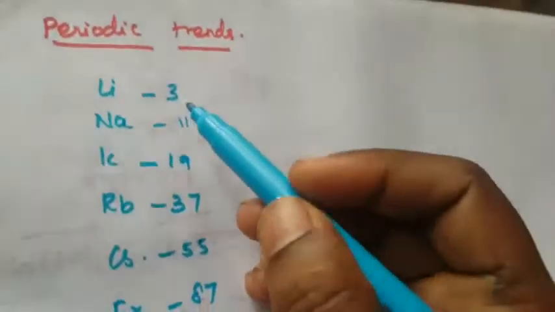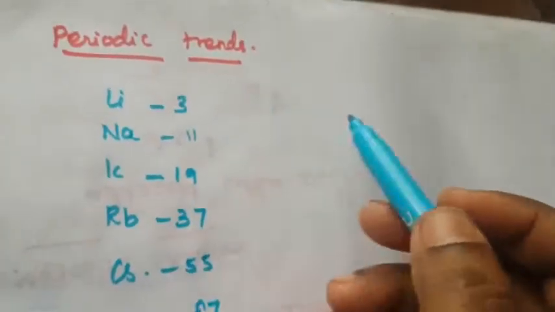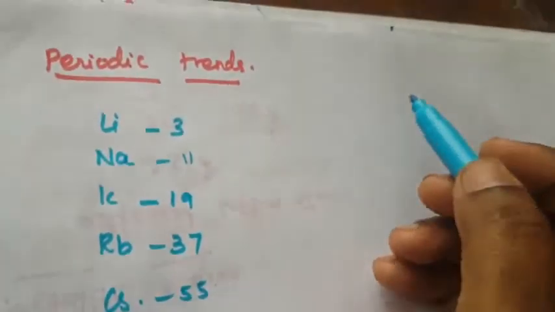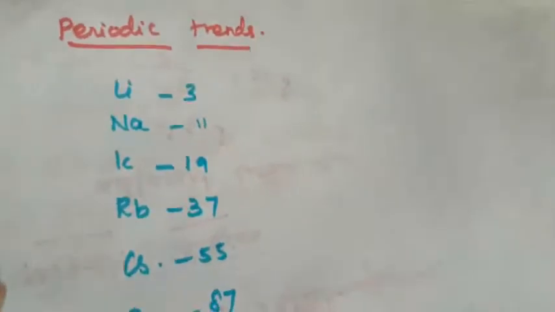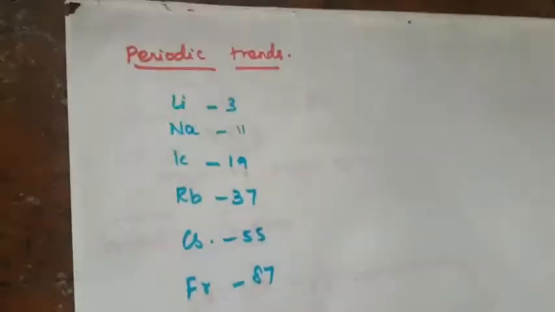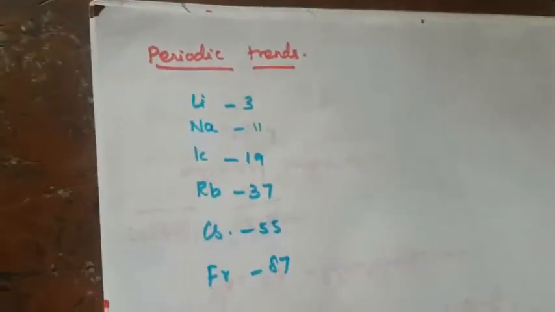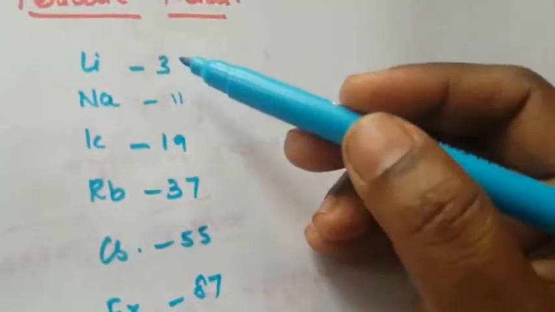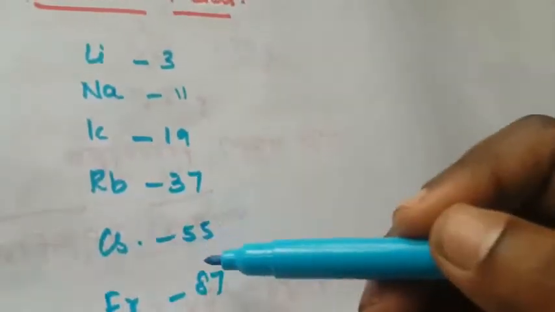So what is meant by periodic trends? How properties vary in the group and the period. Periodic trends mean how a property varies down the group and across the period in the periodic table. What is meant by group? The vertical column is called a group. What is meant by period? The horizontal row is called a period. Here see the numbers 3, 11, 19, 37, 55.